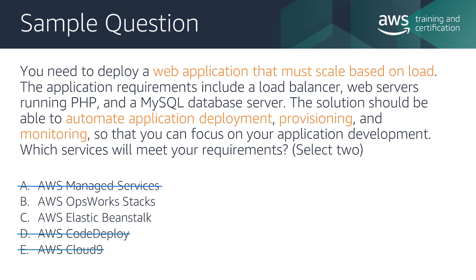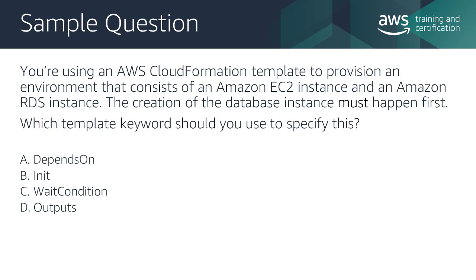Next question. An AWS CloudFormation template provisions the environment. It's got an EC2 instance and an RDS instance. The database must happen first. This is a common scenario. In this case, your application wants to connect to a running database as part of its launch. If it launches first but the database is not ready, it doesn't know who to connect to. So how do you ensure that the database is complete before the instance launches? Which keyword are you going to use?